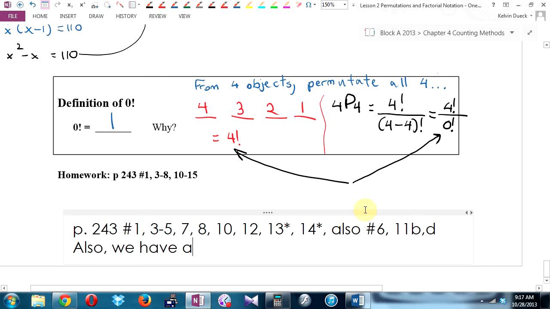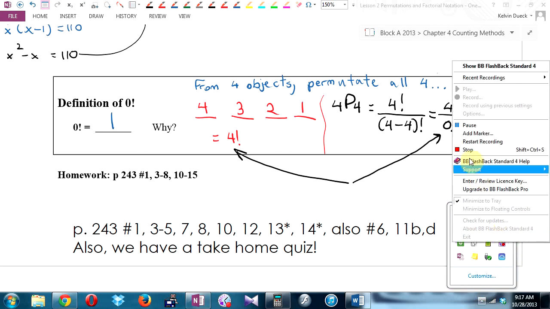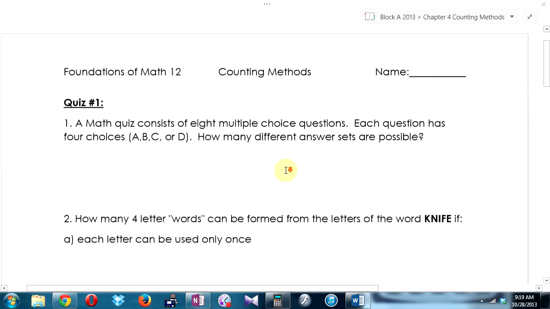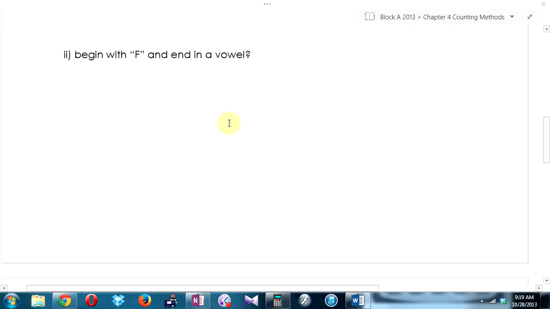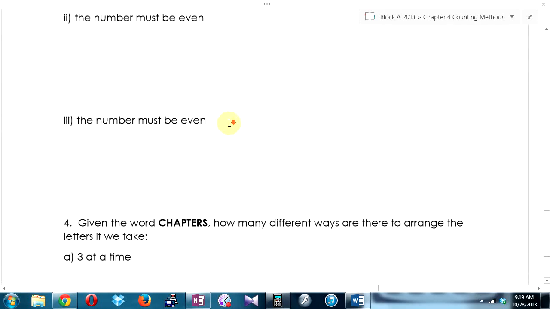Also, we have a take-home quiz, which I'll hand out right now. So you got lots of time to work on this. Also, if you haven't finished lesson 1, you can finish that. If you have questions, I will be happy to assist you. So take a look at quiz number 1, please. I think you can solve the first few questions using the fundamental counting principle by drawing blanks and going to your Scrabble bag when necessary. Certainly number 1, number 2, and number 3.